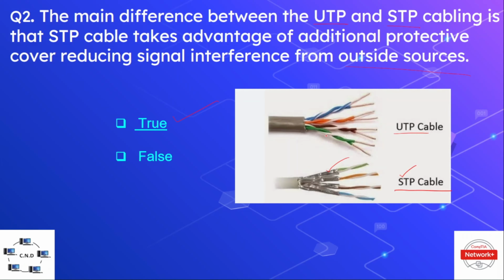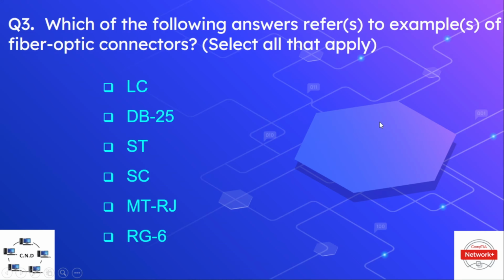So question number 3 is, which of the following answers refer to examples of fiber optic connectors? Select all that apply, and the options are LC, DB25, ST, SC, MTRJ, and RG6. And the correct options are LC, ST, SC, and MTRJ.